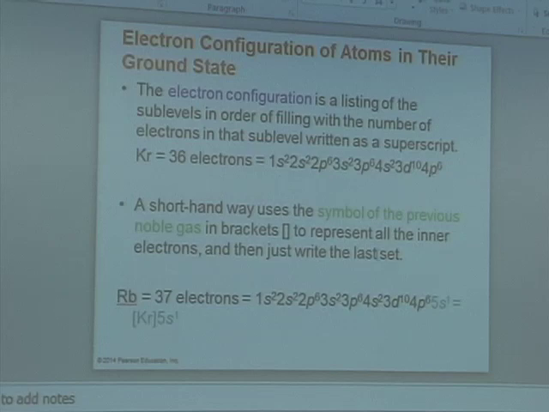So a shorthand way of doing it would be, if we wanted to do the same for rubidium that has 37 electrons, we just put a bracket and use the noble gas krypton, Kr, that tells us that there are 36 electrons, and then we move on to the 5s1, because for Rb, the previous noble gas was krypton. So that's how we would fill up atoms in their ground state.